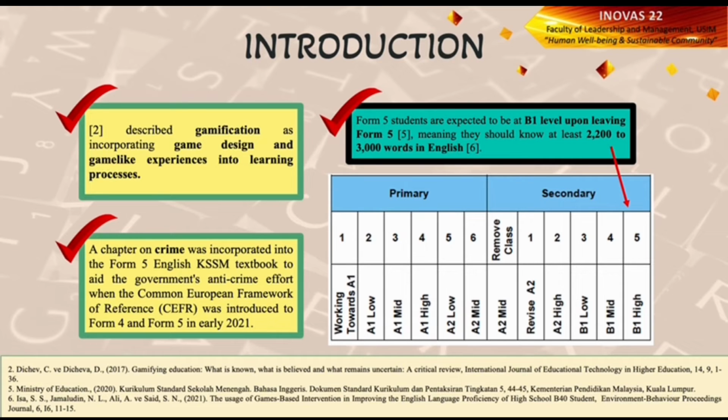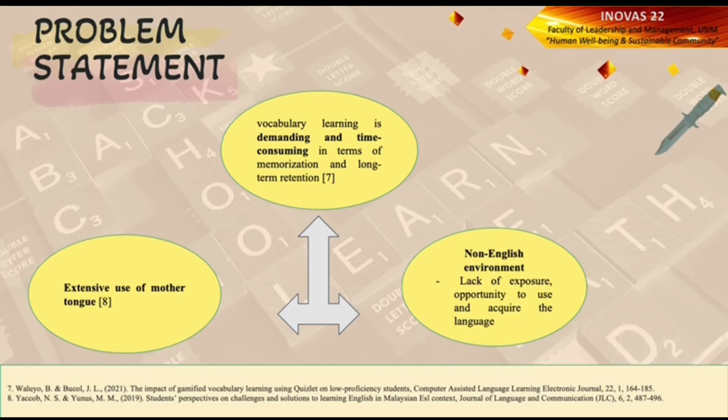Form 5 students are expected to be at B1 level upon leaving Form 5, meaning they should know at least 2,200 to 3,000 words in English. Now, why Who Did It? Students are interested in justice-related occupations, but they find vocabulary learning demanding and time-consuming.